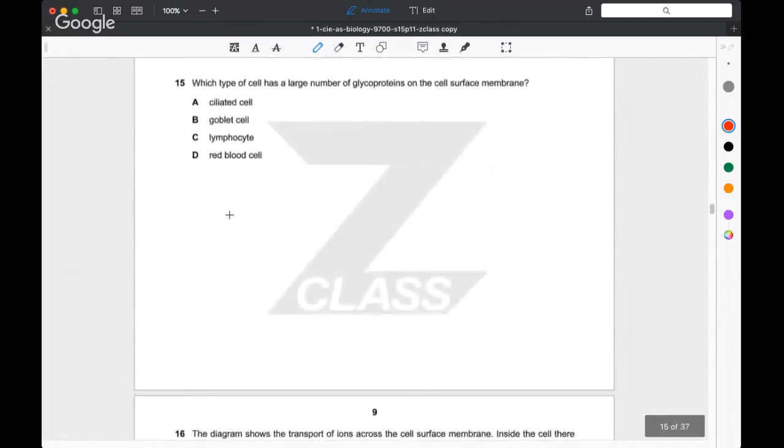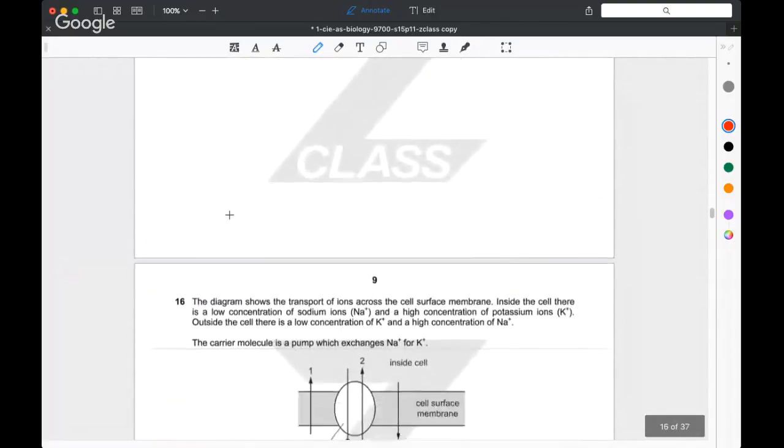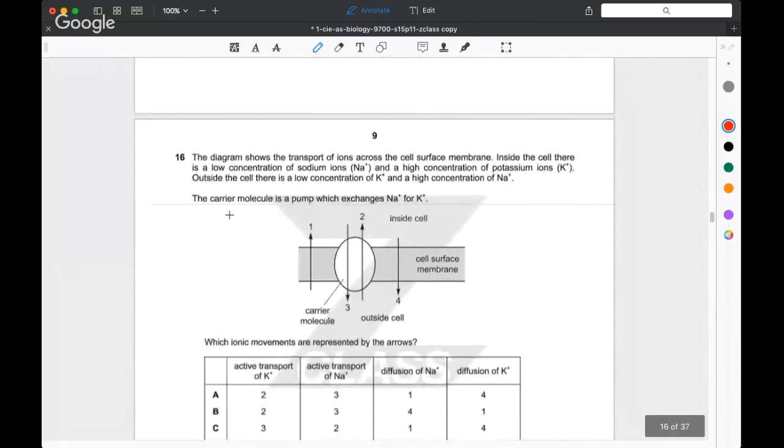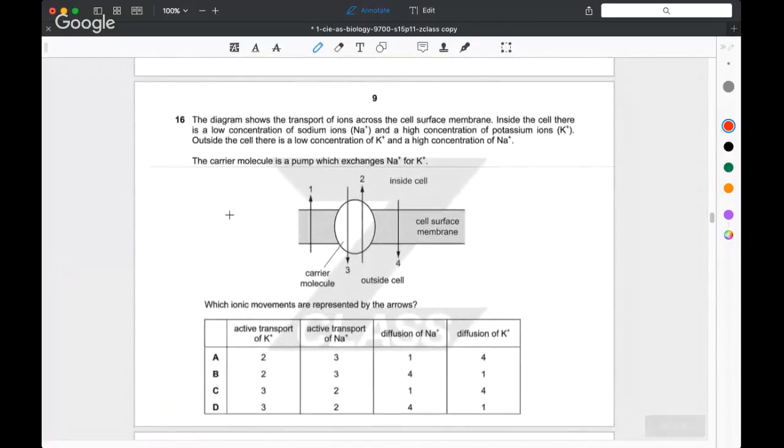Good. Okay, so next question up that the examiner identified was question 16. This is talking about passive and active transport. Now, this is a cell. Maybe if we draw the cell, it's a bit easier to see. And this is the cell's surface membrane here.